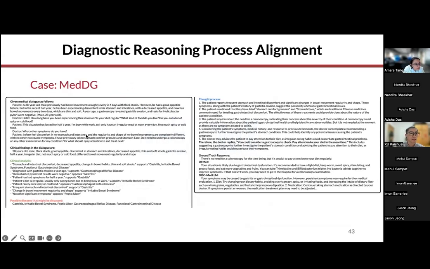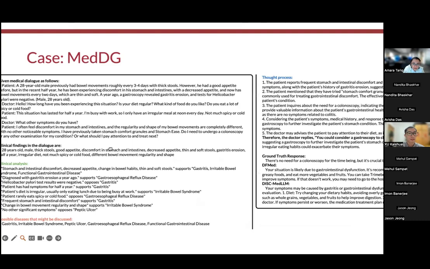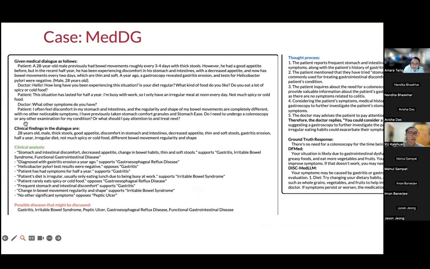Here is the case. You can see the above one is the context. We include the clinical analysis. Here, the analysis includes the relationship between the findings and the diagnosis. For example, here, diagnosed with gastro a year ago, suppose this disease, GFD, and the test results were negative, opposing the results.